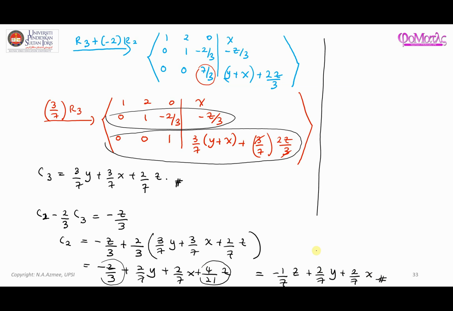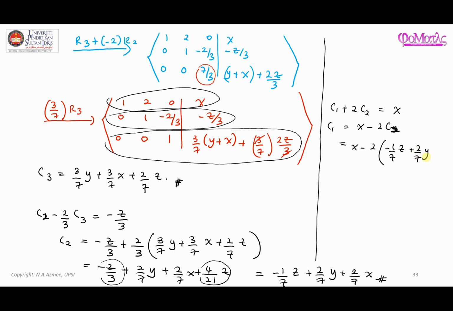Okay, and finally, if you consider the last part here, we have C1 plus 2C2 is equal to x, so C1 is x minus 2C2, which is equal to x minus 2 times C2. C2 is negative 1 over 7z plus 2 over 7y plus 2 over 7x. And that becomes x plus 2 over 7z minus 4 over 7y and minus 4 over 7x.